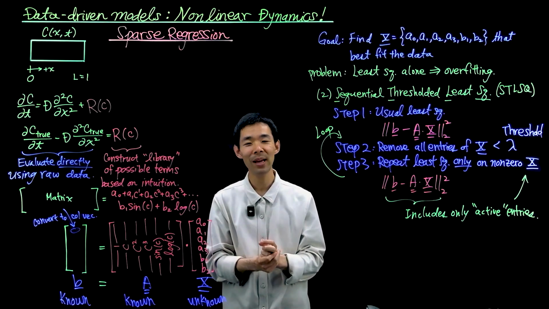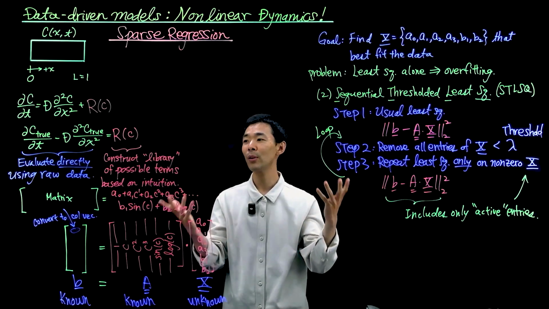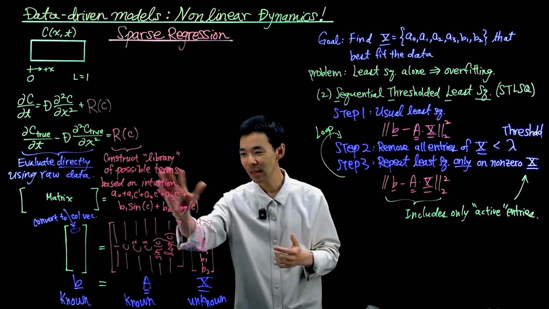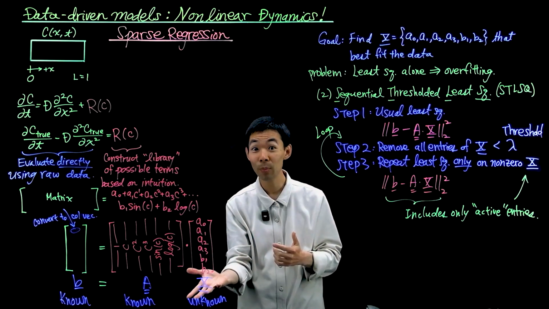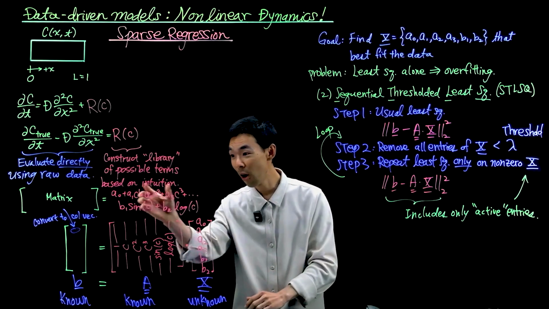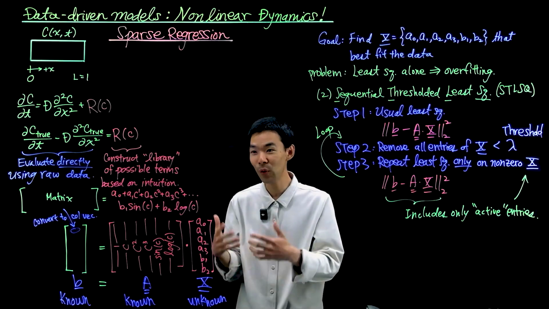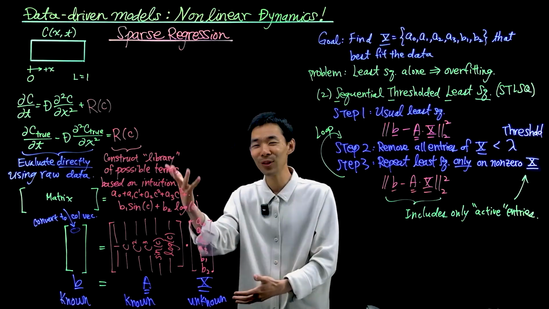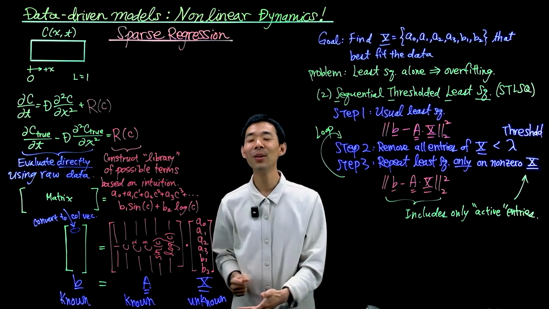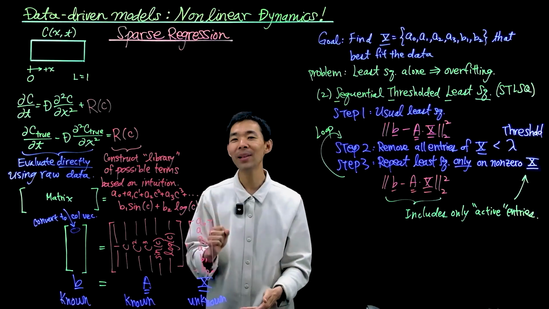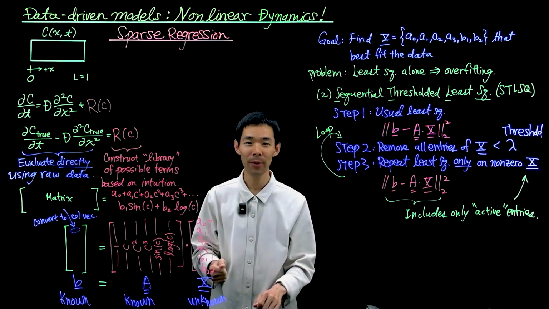So the main advantage of this type of sparse regression approach is that you end up with a very interpretable model at the end, because all the terms are terms that you already included in the library. Of course they're interpretable, because you put those functionalities in there. So it is probably the best way to achieve an interpretable model.